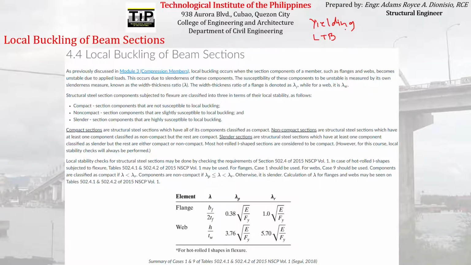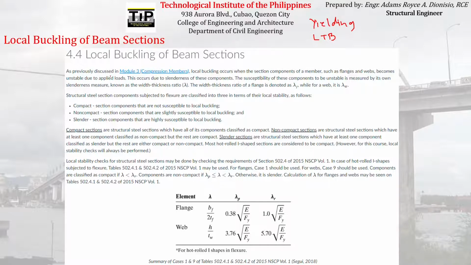Pero aside from these limit states, there is still a tendency na magkaroon ng tinatawag natin na local buckling yung beam section mo. Ibig sabihin, nagkaroon ng buckling pero hindi yung buong length ng beam yung nagbuckle. Ang nagbuckle lang is yung particular point lang sa length ng beam. At yung mismong nagbuckle ay yung mga section components lang, whether flanges or yung web yung nagbuckle.